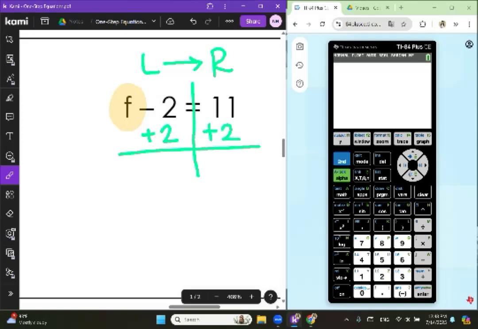Where I see the 2's, that cancels out, it zeroes out. This is the math that I have to do. 11 plus 2 is 13.